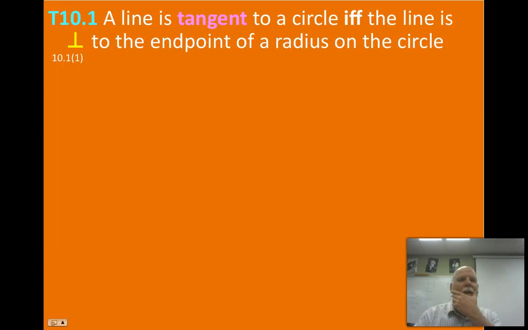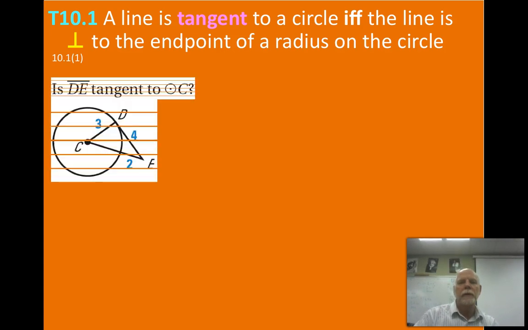Last slide here. A line is tangent to a circle. This is important here. A line is tangent to a circle if and only if the line is perpendicular to the endpoint of a radius on the circle. Okay. A line is tangent to a circle if and only if the line is perpendicular to the endpoint of a radius on the circle.